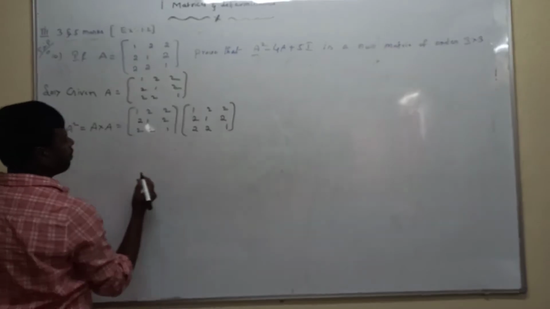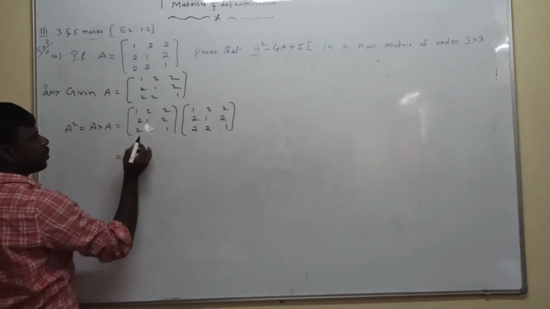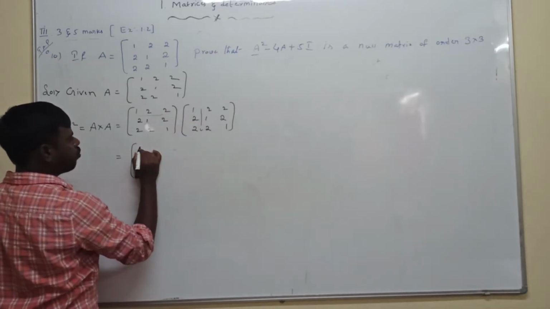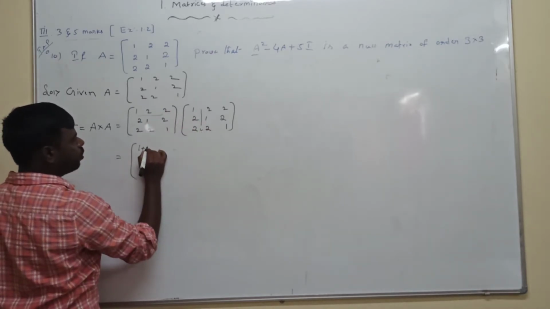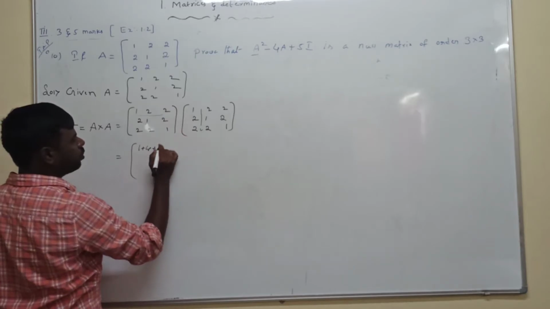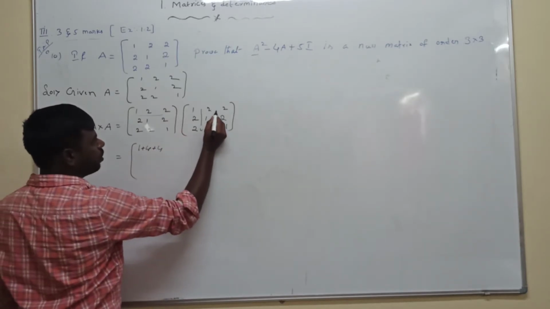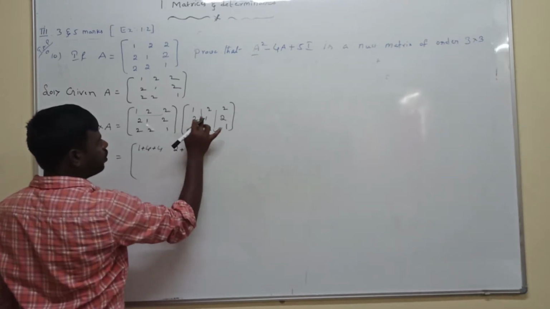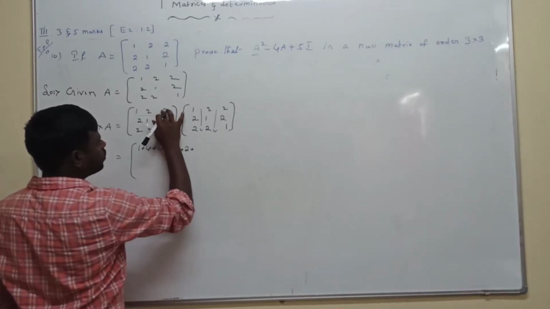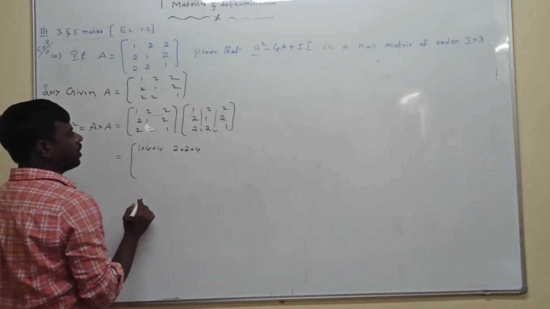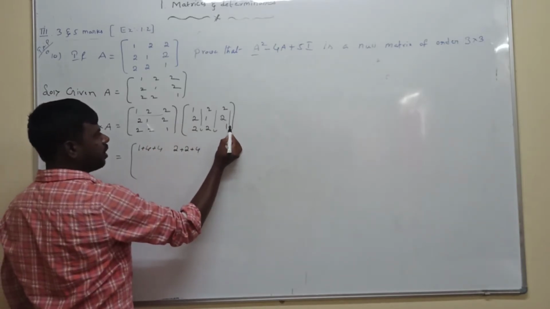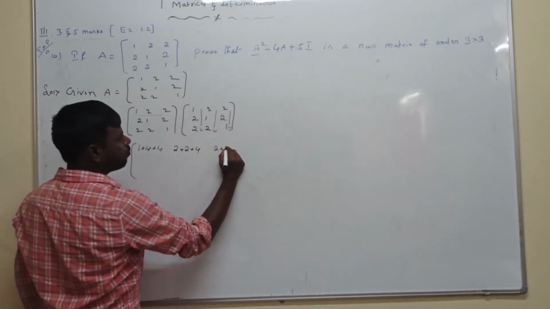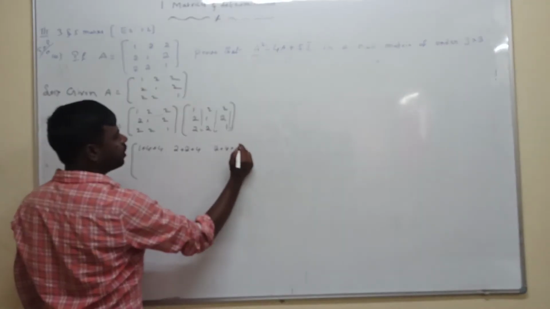By applying the matrix multiplication method, the product of the first row and first column: 1 into 1 is 1, 2 into 2 is 4, plus 2 into 2 is 4. Next, first row, second column: 1 into 2 is 2, plus 2 into 1 is 2, plus 2 into 2 is 4. Next, first row, third column: 1 into 2 is 2, plus 2 into 2 is 4, plus 2 into 1 is 2.